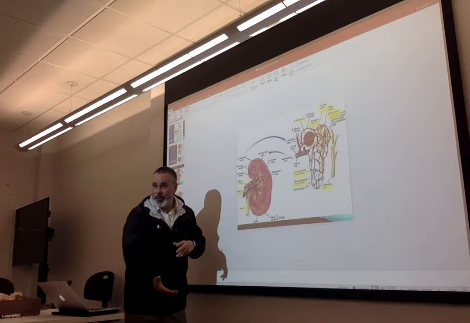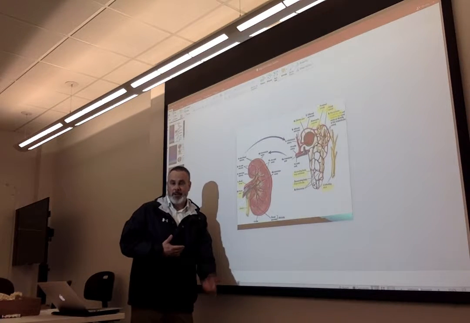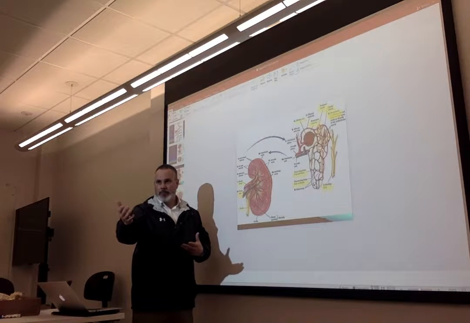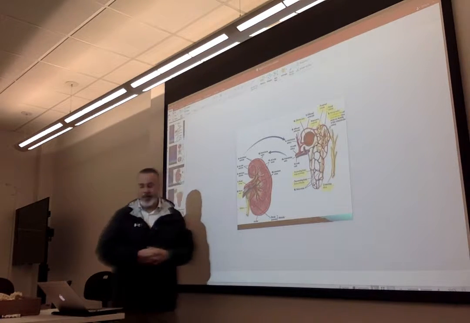ureter takes urine to the urinary bladder, then the urethra. Okay, urethra takes it all the way out, whether you're peeing in a toilet or in a bush. Or in your pants. Oh, that's awful. Alright.